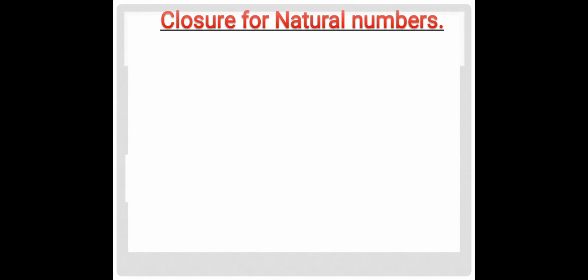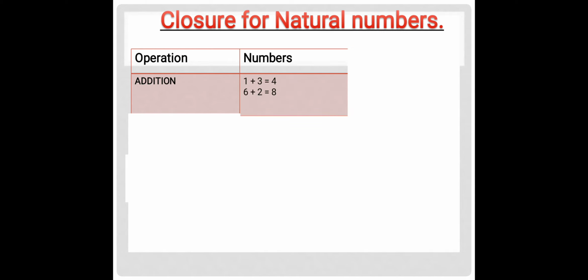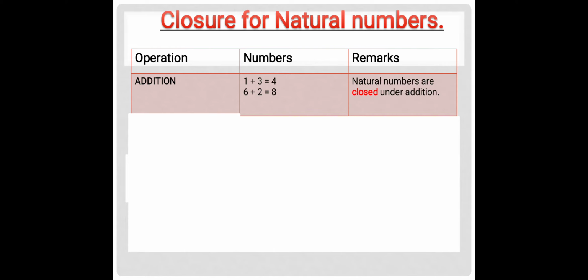Let us now move on to natural numbers. Natural numbers begin with 1 and continue till infinity. Let's check closure for natural numbers under addition. 1 plus 3 is 4 and 6 plus 2 is 8. So in both the examples, when we add two natural numbers, the answer is a natural number. Therefore, natural numbers are closed under addition.